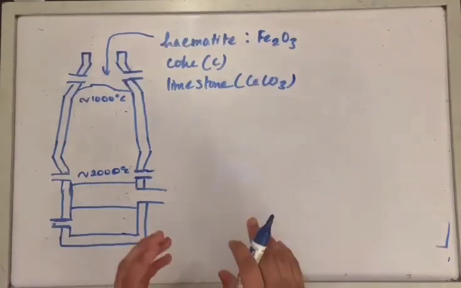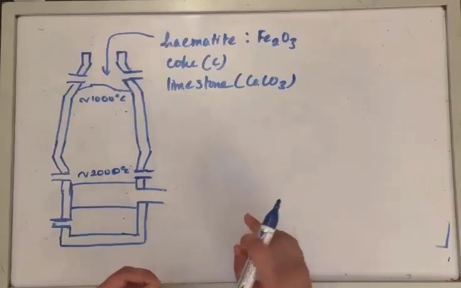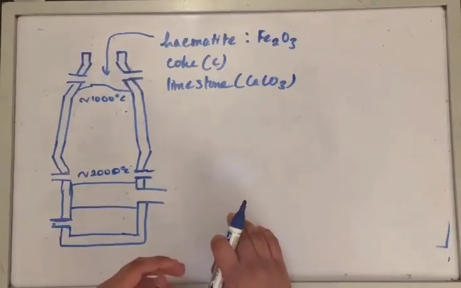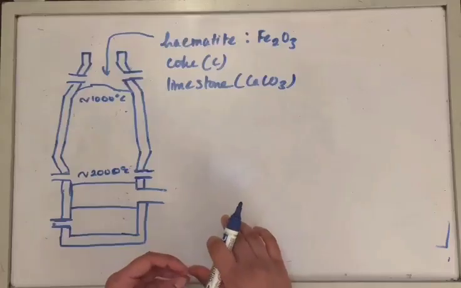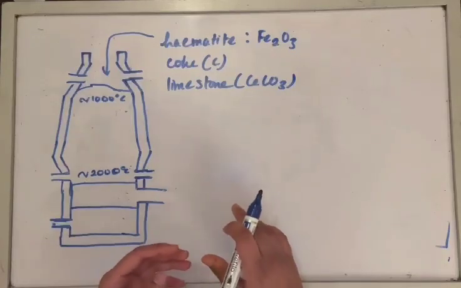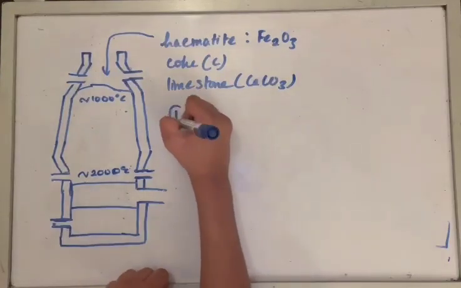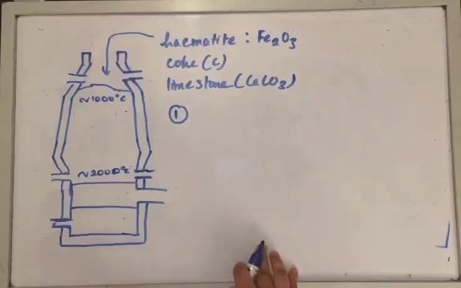Now carbon, despite being higher than iron on the reactivity series, is actually not a strong enough reducing agent to remove the oxygen from the iron 3 oxide, so we need to make a strong enough reducing agent. So that is the first step of the process.